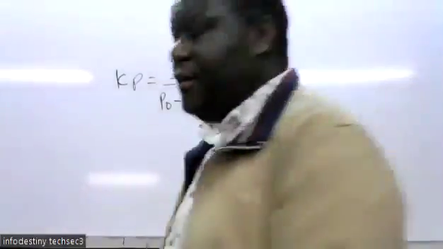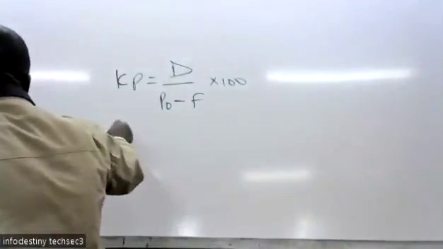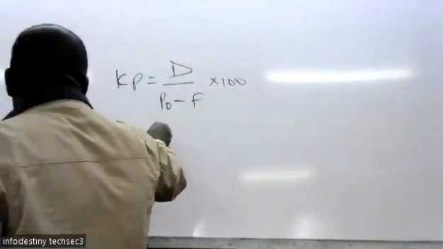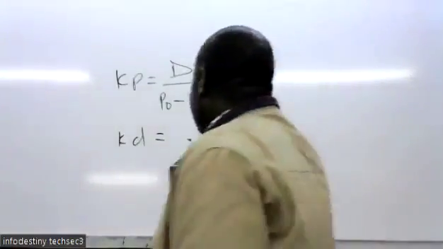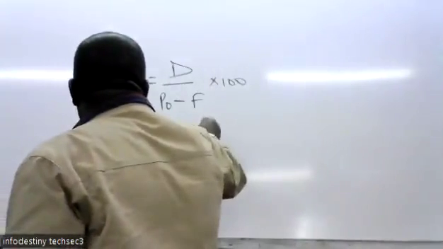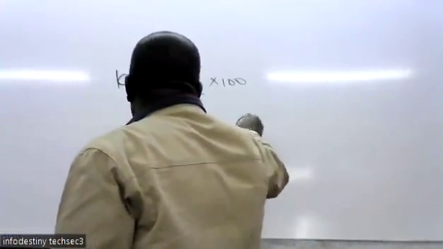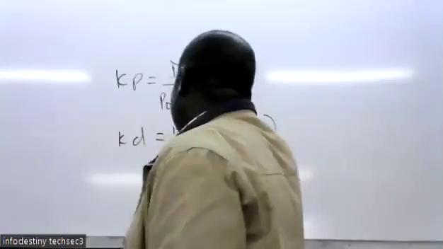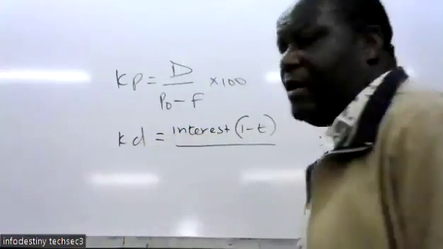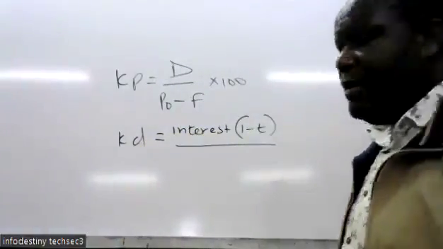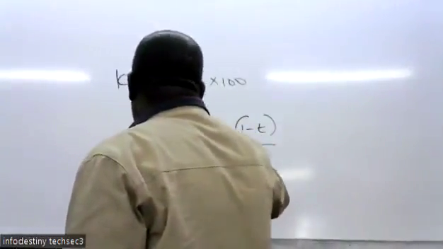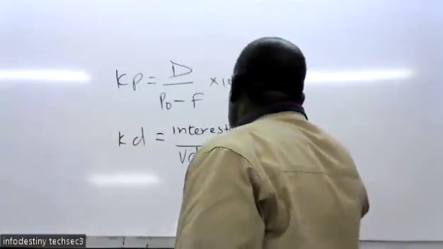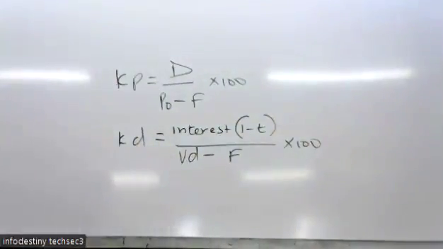KD will be the cost of the debenture. So it is equal to interest, then 1 minus the tax rate. Then we divide by the current value of the debenture minus the flotation cost. Then we express it as a percentage.